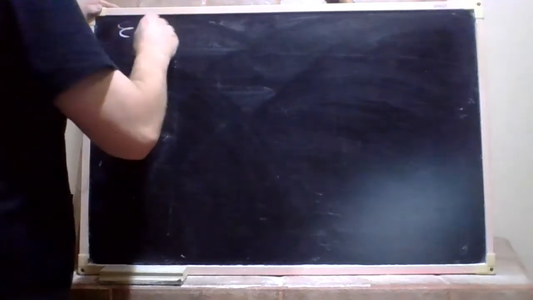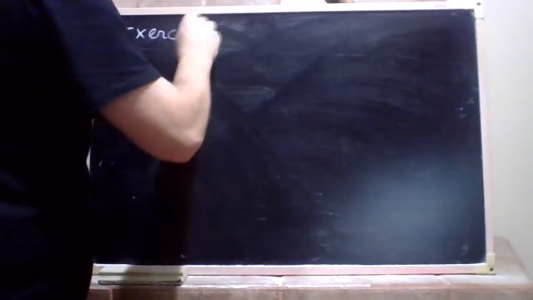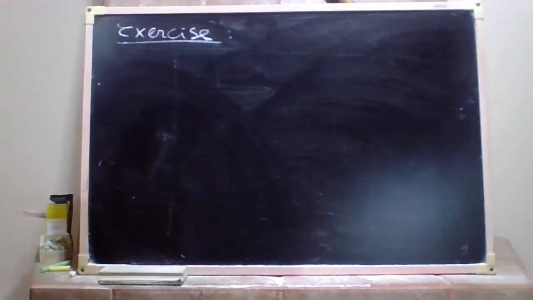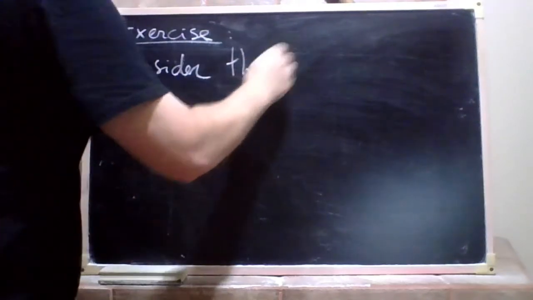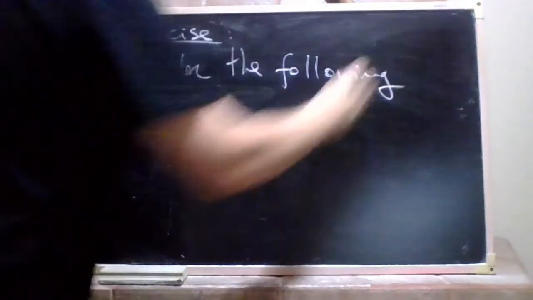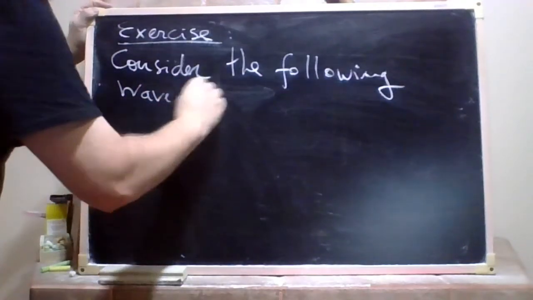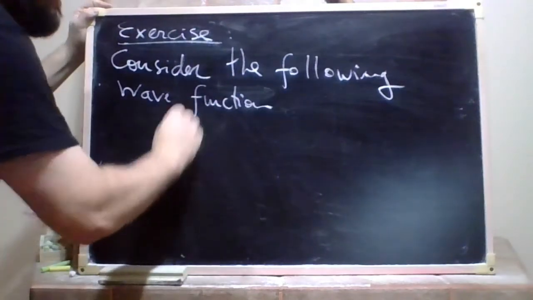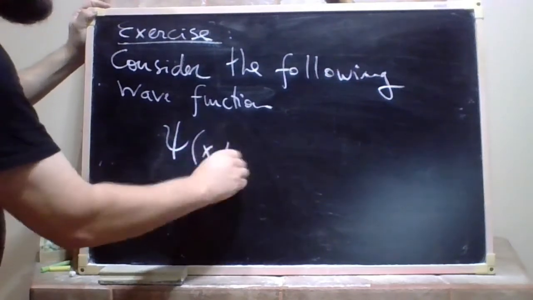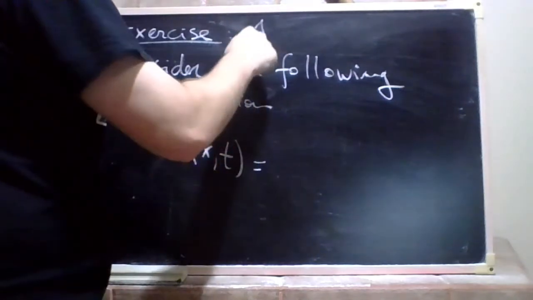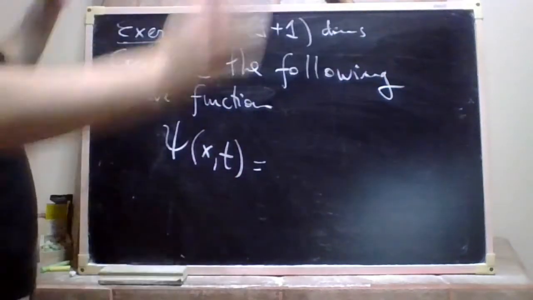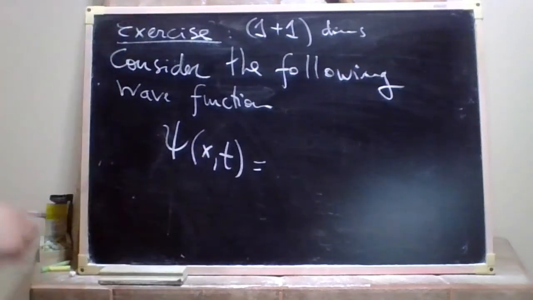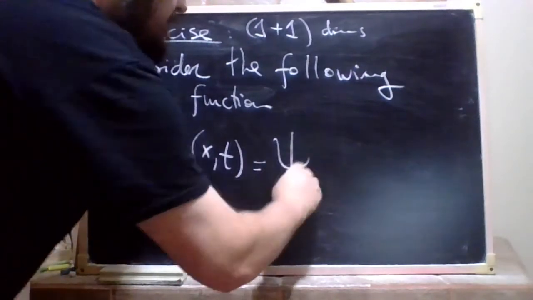Well, that's it. So I'll put an exercise here. It's a very important exercise. Consider the following wave function psi of x and time t. Suppose one dimension of time plus one dimension of space, so 1 plus 1 dimensions in total.